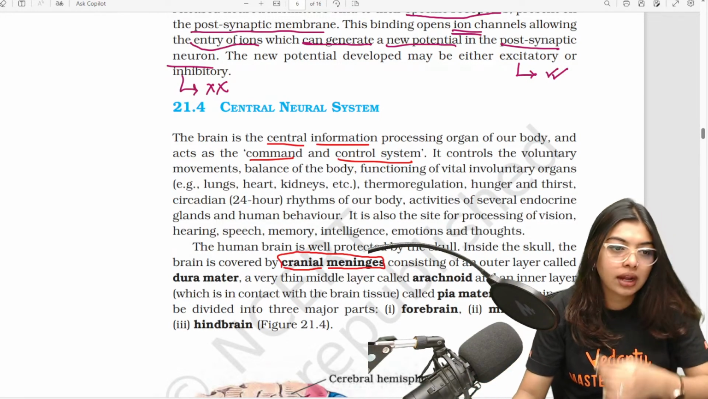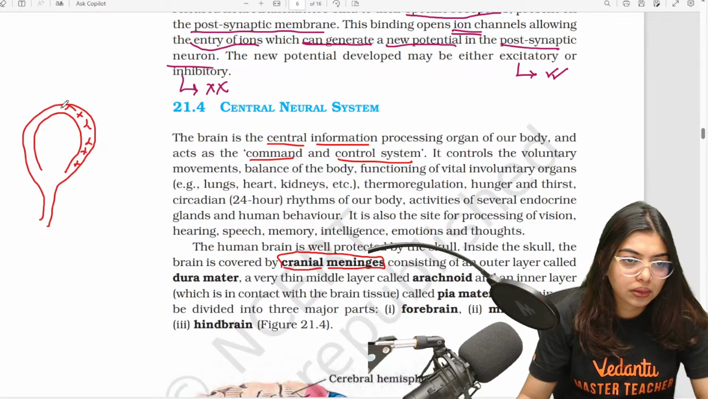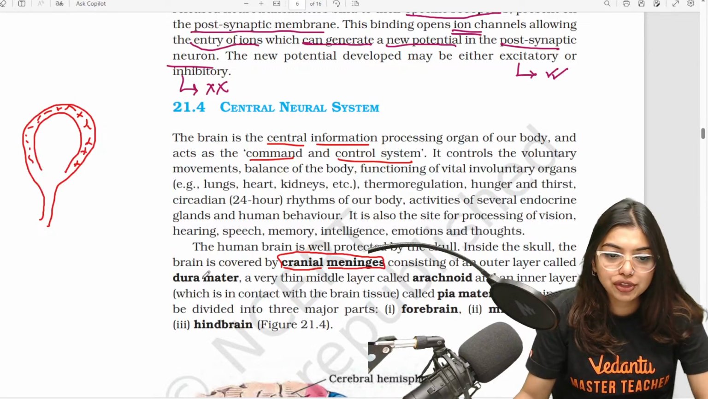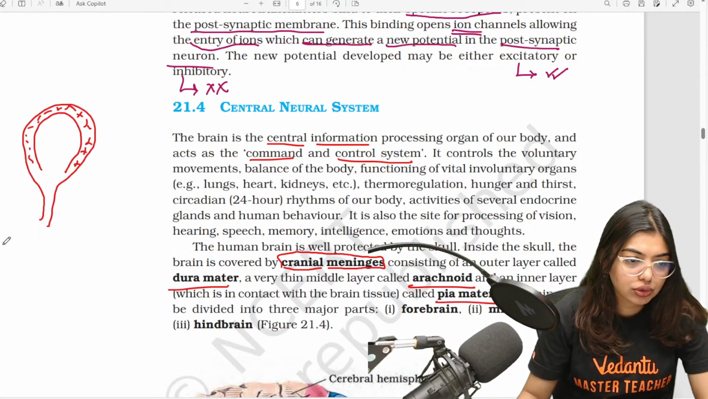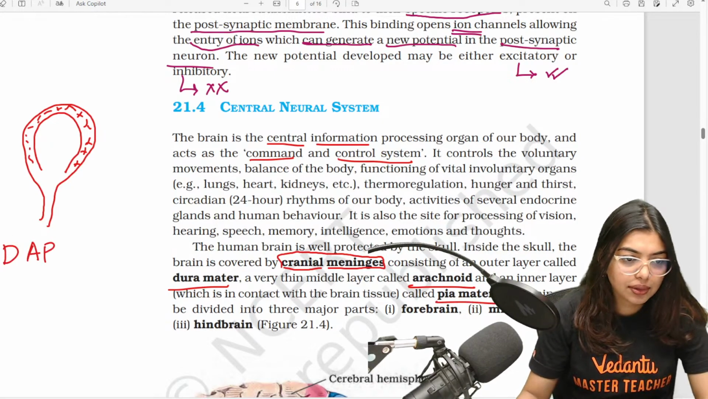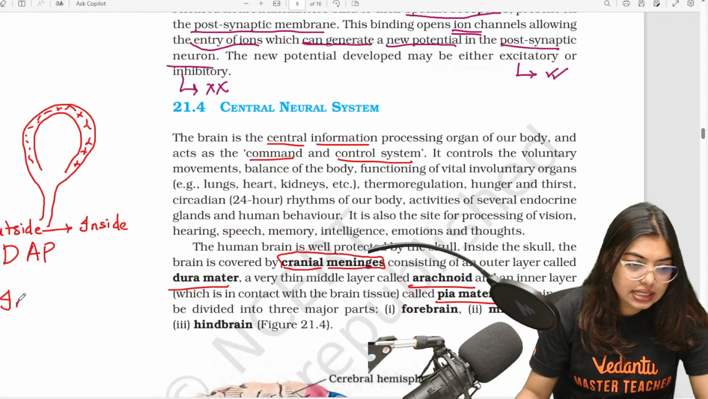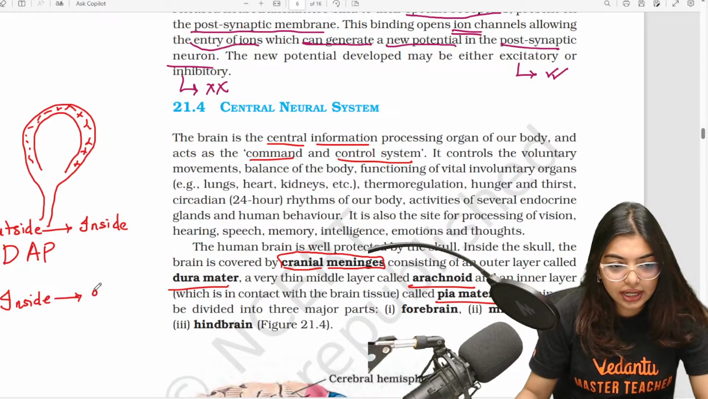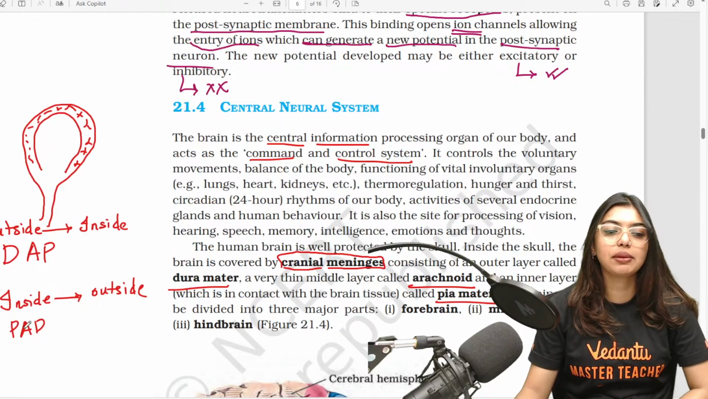Students, if you have to see this, you have dura mater as the first layer, then the middle layer arachnoid, and the inner layer pia mater. So you remember DAP, that is from outside to inside. This question has come, so remember this: outside to inside it's DAP. Inside to outside it's going to be PAD, that is pia mater, arachnoid, dura mater.